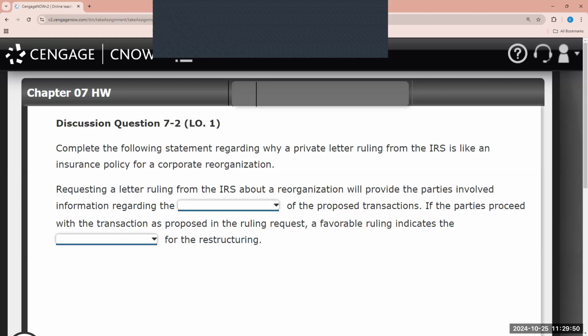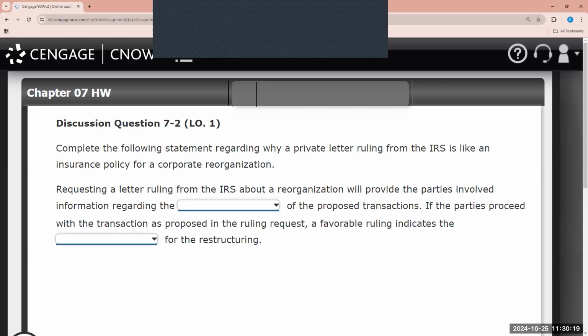So consequently, whenever it is feasible, it is strongly recommended to obtain a letter ruling from the IRS to determine what the potential income tax effect of the transactions would be. All right. And essentially, assuming that the parties proceed with the transactions as proposed, as outlined in the ruling request, then obviously a favorable ruling provides, in effect, an insurance policy as to the treatment of the restructuring.